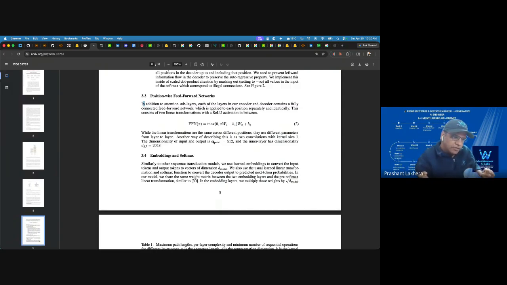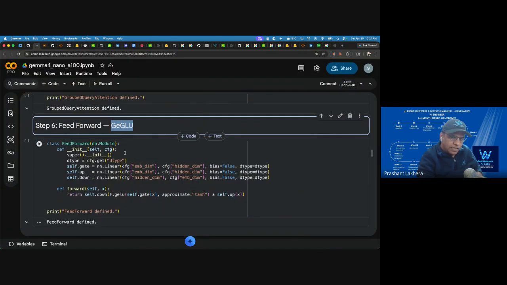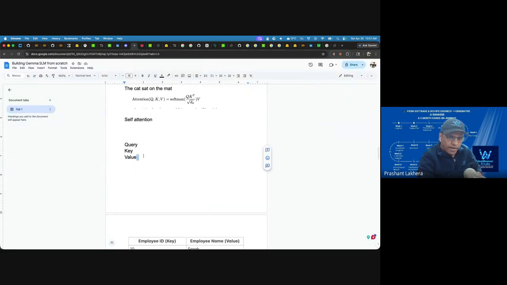Is this part clear to you guys? It is a simple one, but if you look here, let's say I have 512, right? And the inner layer has 4 times of 512, right?